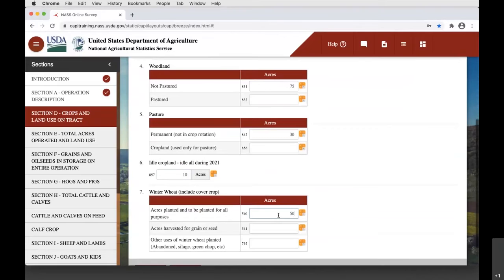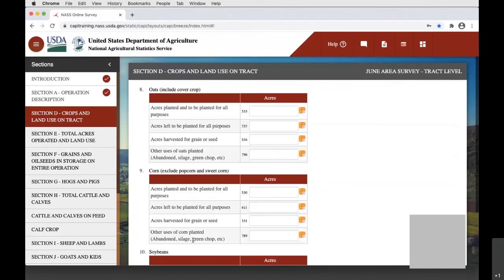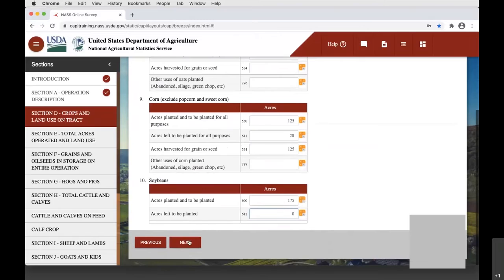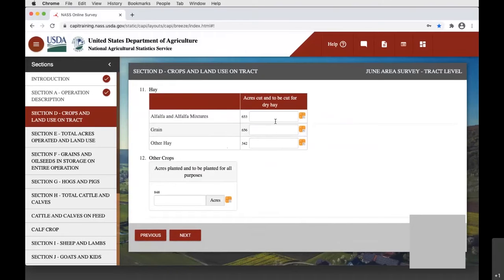I've got 50 acres of wheat that I've used as a cover crop that I will be double cropping with soybeans. I don't grow any oats. I have 125 acres of corn planted, and I've planted all but 20 acres at this point. Acres harvested for grain is going to be 125. Soybeans, I'll say I have 175 acres of soybeans, and I've planted all of them at this point. For hay, I'm going to say I've got 25 acres of grass hay, and I don't have any other crops.